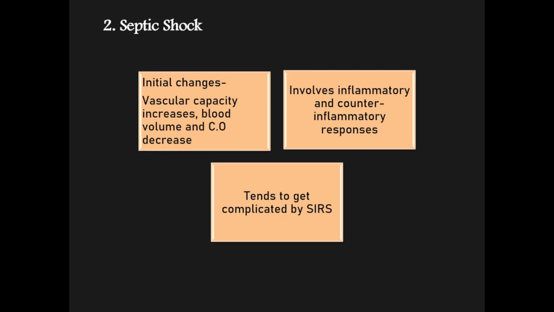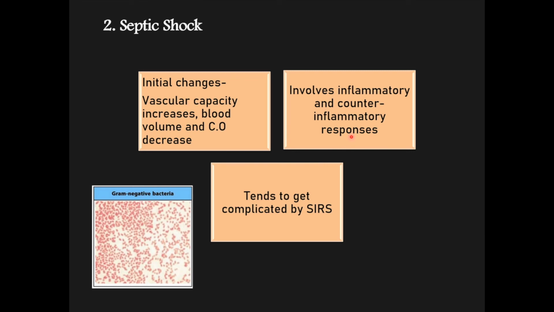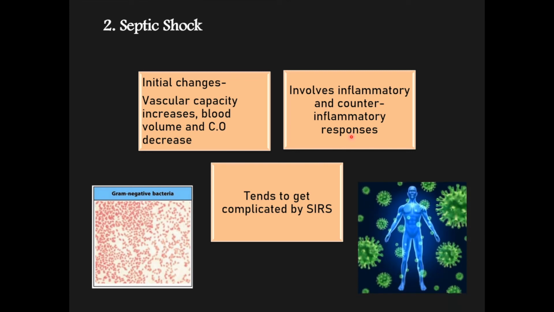Another common type of shock that is very commonly seen is septic shock. Septic shock is caused by bacteria or presence of bacteria or bacterial antigens in the systemic circulation, and it involves several inflammatory and counter-inflammatory responses. It is primarily caused by gram-negative bacteria and widespread septicemia caused by gram-negative bacteria. There is a component that is present in gram-negative bacterial cell wall, that is LPS or lipopolysaccharide. It's also known as endotoxin.